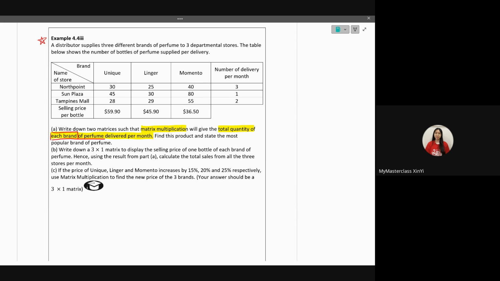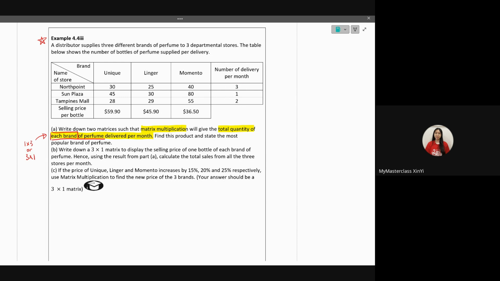So if you want to find the total quantity of each brand of perfume, what you would expect is you would have 3 numbers or 3 elements in your matrix in the end, each representing the total quantity of Unique, Linger, and Momento, each brand of perfume. So what you would expect is a 1 by 3 or 3 by 1 matrix. Delivered per month means you're going to utilize these also.